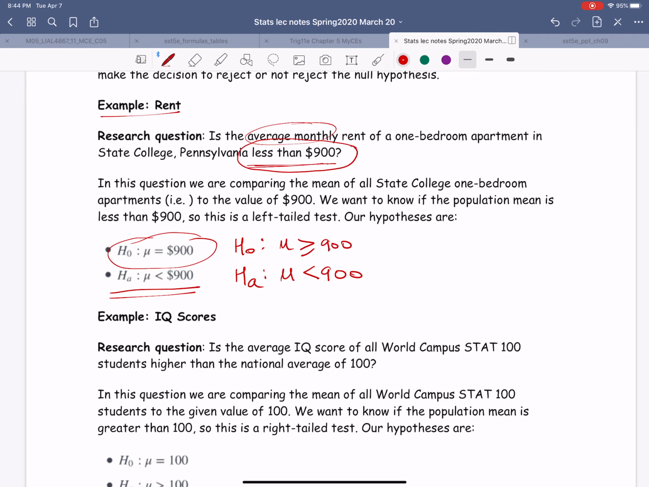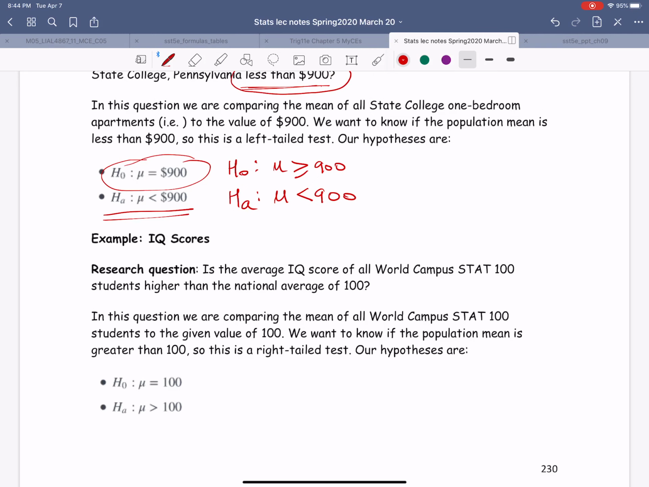Next example, we have IQ scores. Is the average IQ score of all World Campus Stat 100 students higher than national average of 100? Again, higher than 100.